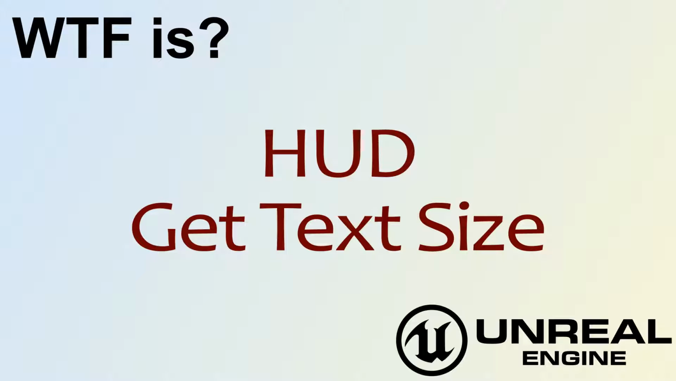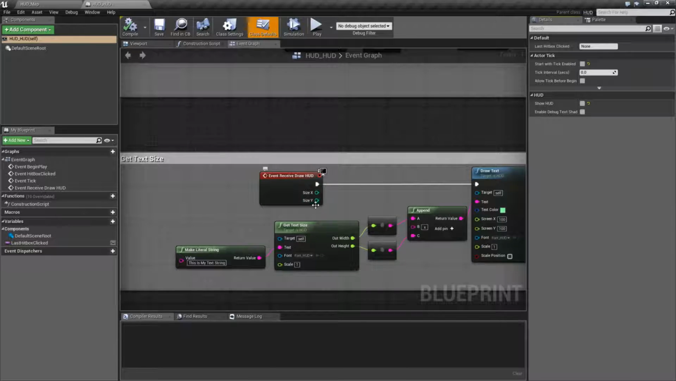Hello, welcome to video 4. What is HUD? Get text size. The get text size node is part of the HUD class, and it basically gives us back the width and the height of a string that we put in using the font and the scale that we give it. Let me show you what I mean by this.